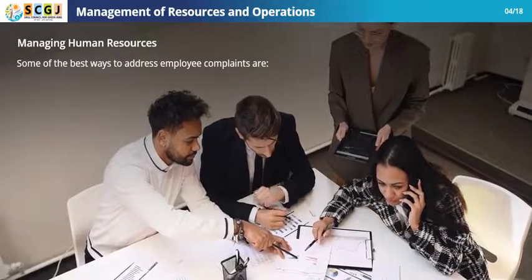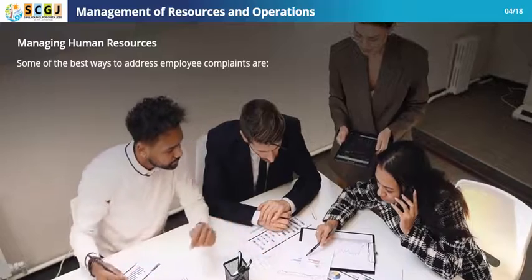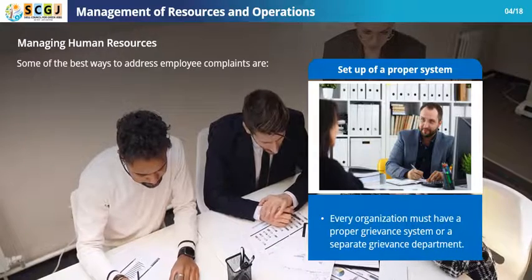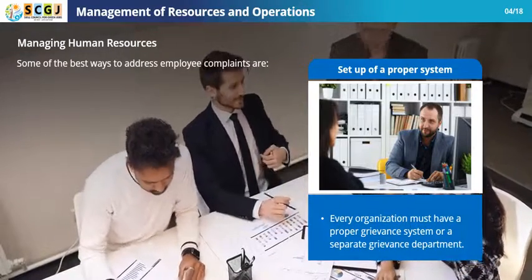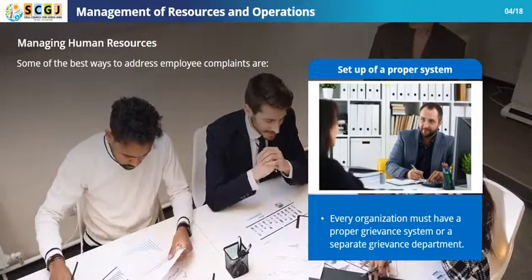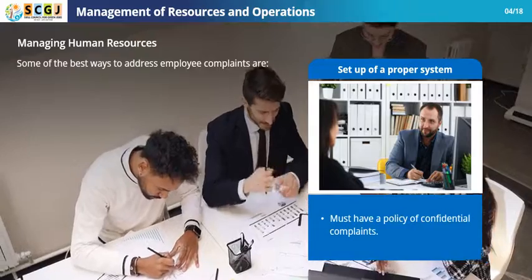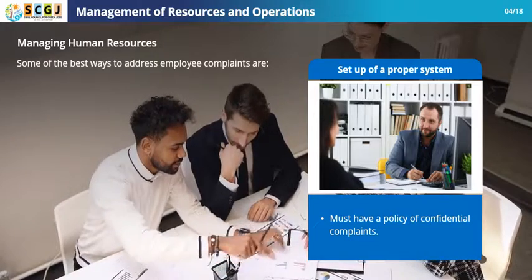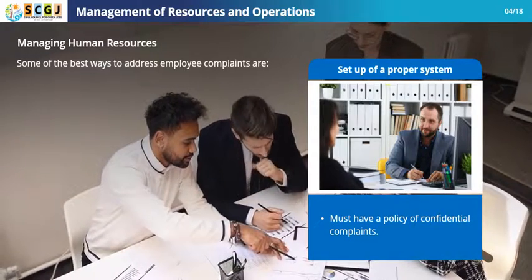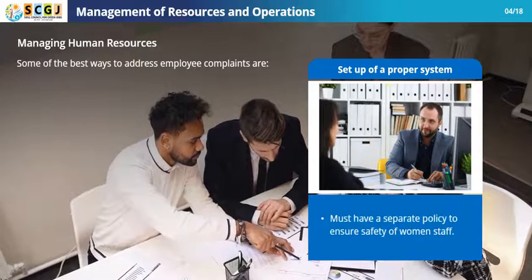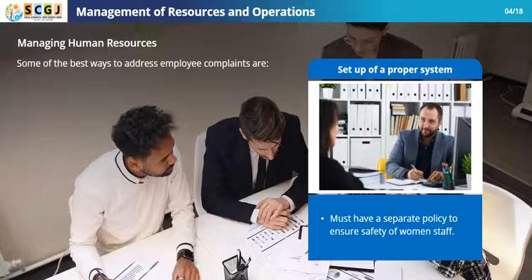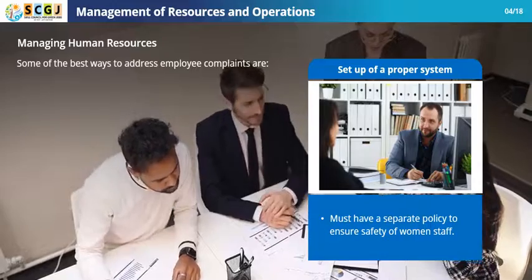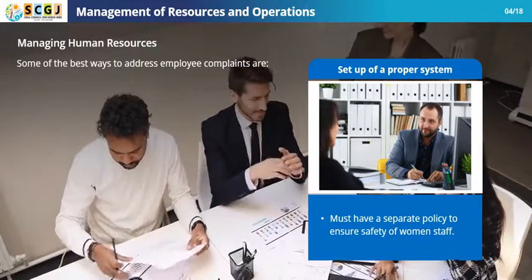Some of the best ways to address employee complaints are: 1. Set up a proper system. Every organization must have a proper grievance system or a separate grievance department. It must have a policy of confidential complaints so that no employee feels scared after complaining against any other employee. It must have a separate policy to ensure safety of women staff. Also, they must be given the right to complain secretly against any misbehaving colleague.